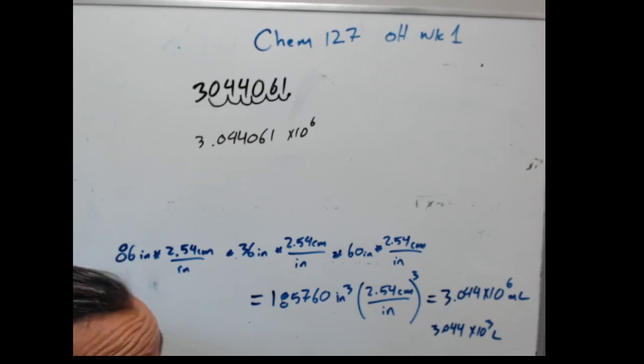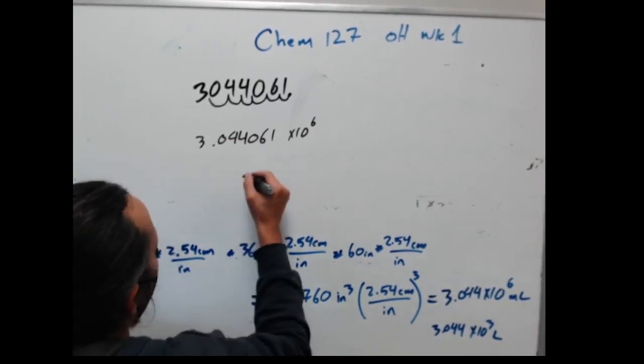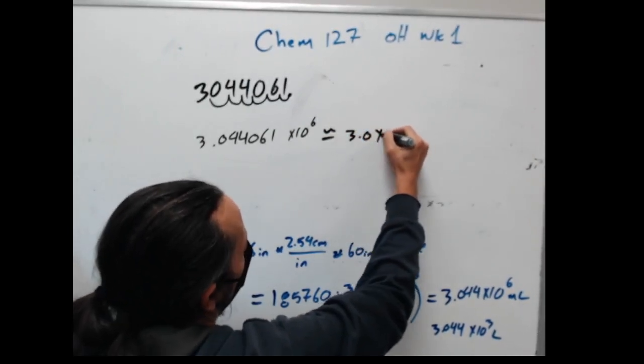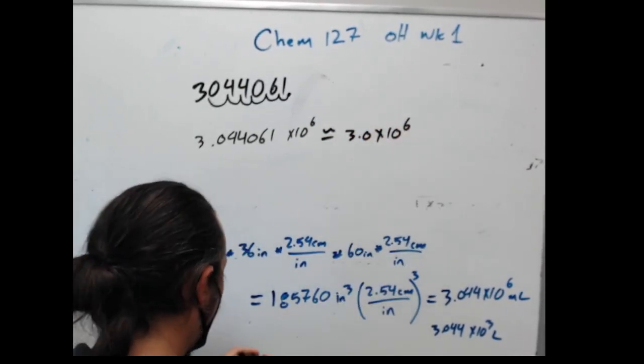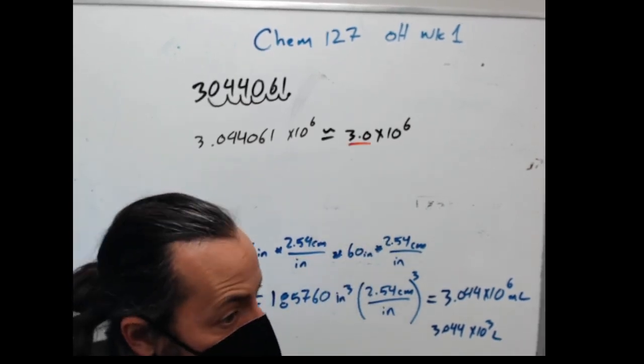Since I only had 2 digits in each of my things, right, I can't remember the inches now. It was 86 inches by 36 inches. I should really say that this is approximately equal to 3.0 times 10 to the 6. And now it's really easy to see I've only got 2 sig figs there.